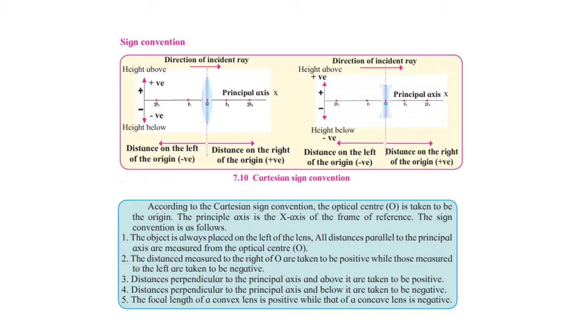This thing you have to remember when you are solving the sums. Because in the exam sums, if it is said that it's a convex lens, you have to remember that the focal length is positive. If it's a concave lens, similarly you have to remember that the focal length is negative.